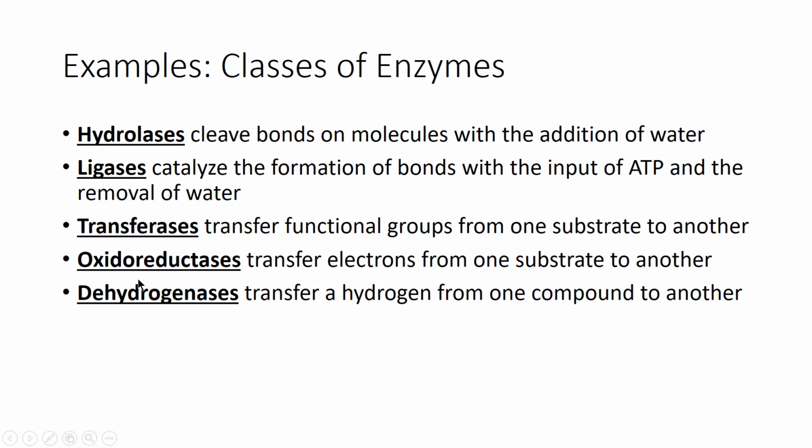Oxidoreductases are enzymes that transfer electrons. These are part of an oxidation-reduction reaction. And then dehydrogenases are enzymes that transfer hydrogens, and they're therefore part of the removal and/or transfer of a hydrogen atom, which are key parts of energy processes. Oxidoreductases and dehydrogenases, these are key enzymes in the synthesis of energy, such as ATP, for example.